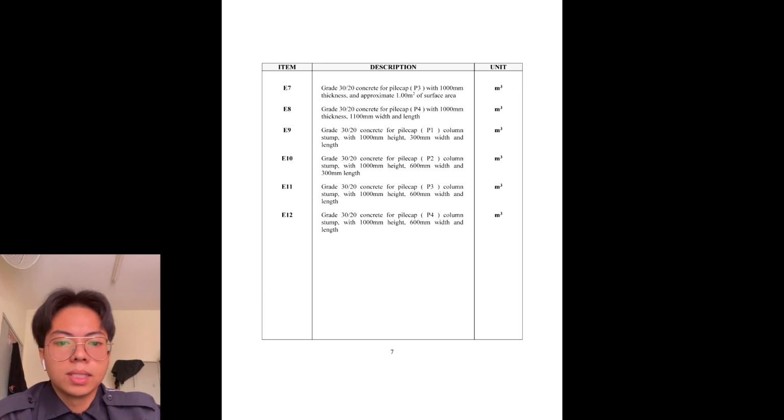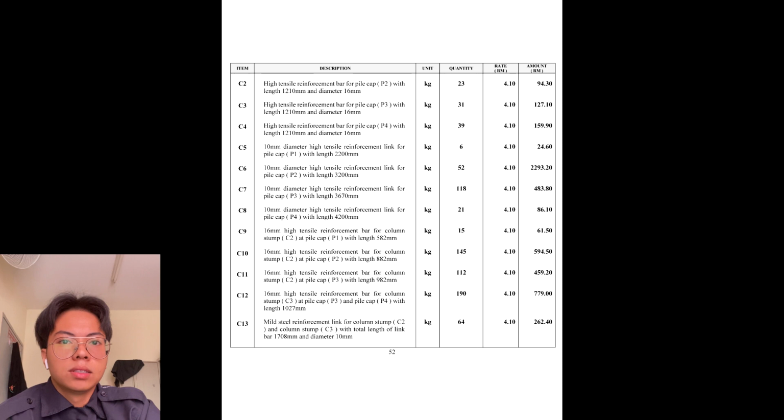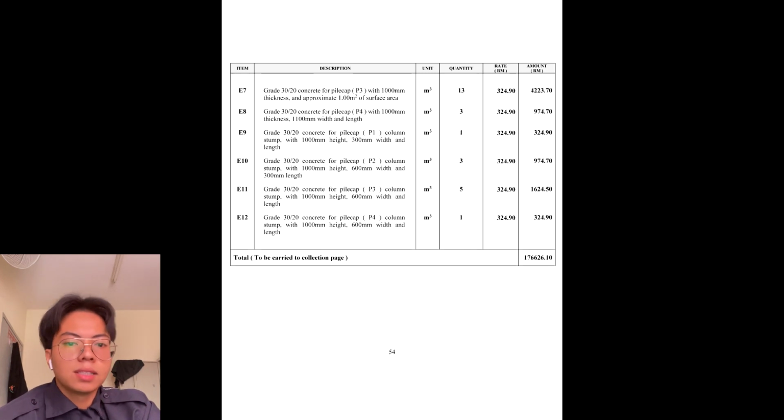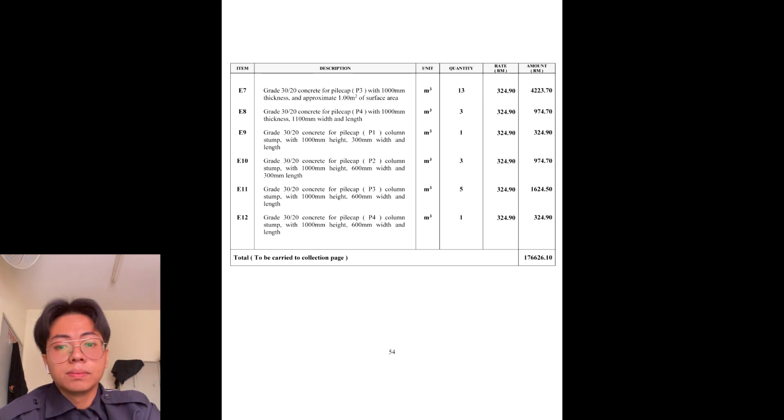Finally, we'll be moving on into the bill of quantity form. So after calculating all the quantity and also the rate, we get a total of 176,626.10 Malaysian ringgit for this piling work.